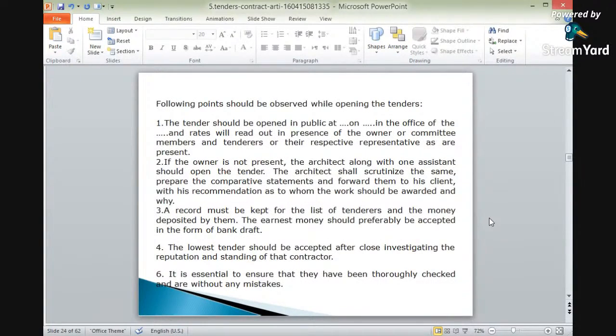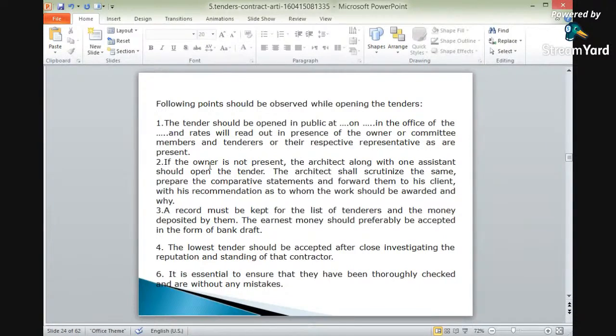Again, important points should be observed while opening the tenders. The tender should be opened in public at the stated date, place and time, in the office whose name is also to be mentioned. The rates will be read out in the presence of the owner or committee members and the tenderers or their representatives as present. The rates will be read out in the presence of all the committee members.